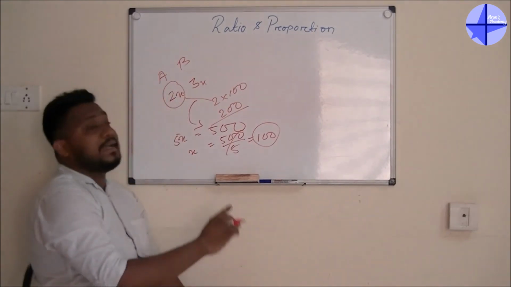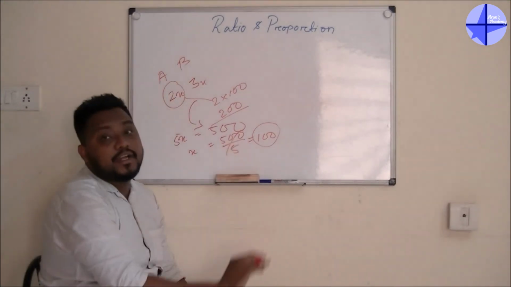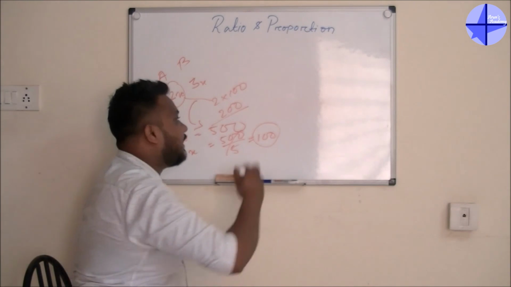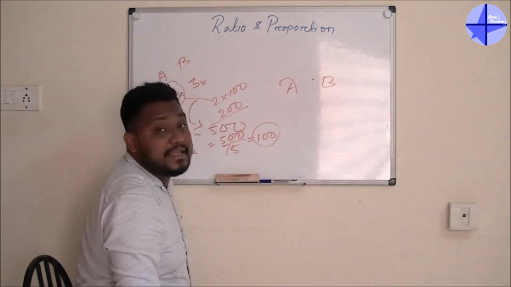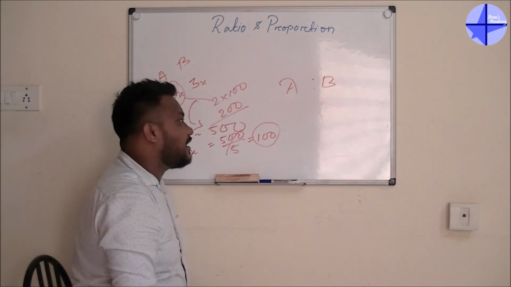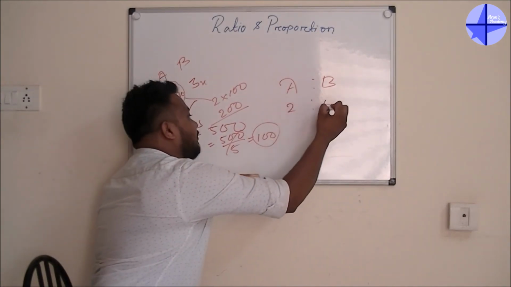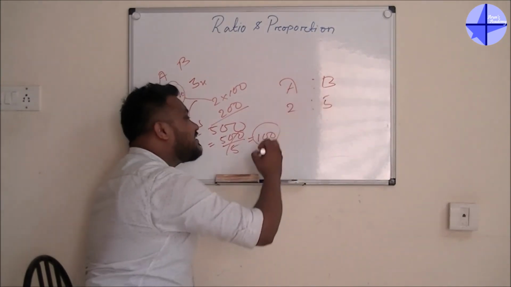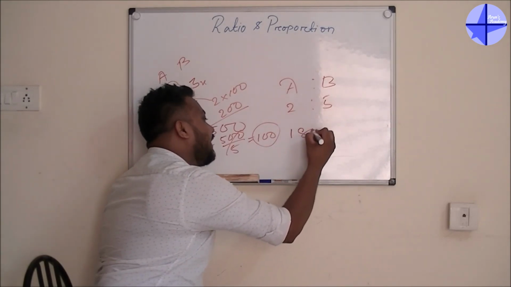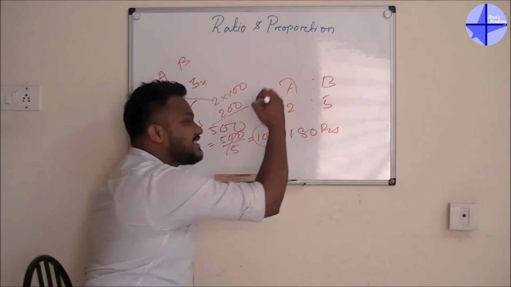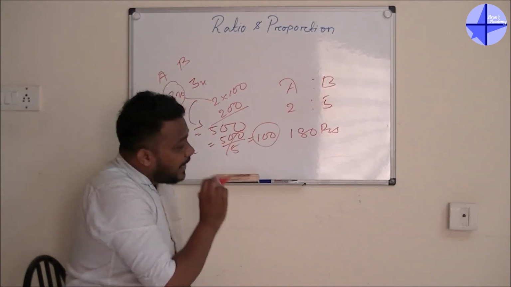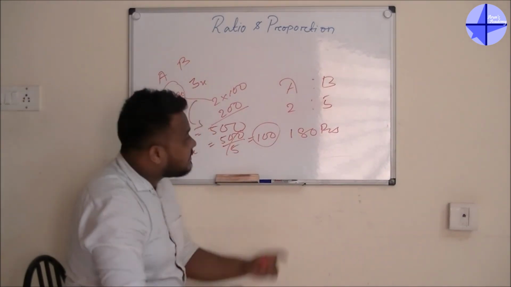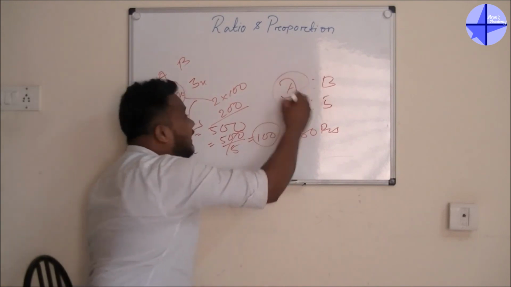Okay. Next one, type number 2, they will ask you the difference. They will tell the salary ratio of A is to B is 2 is to 5. And if B's salary is 180 rupees more than the salary of A, then what is the salary of A?